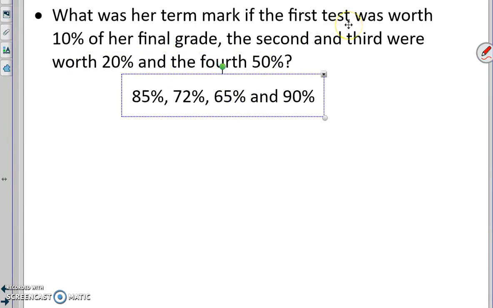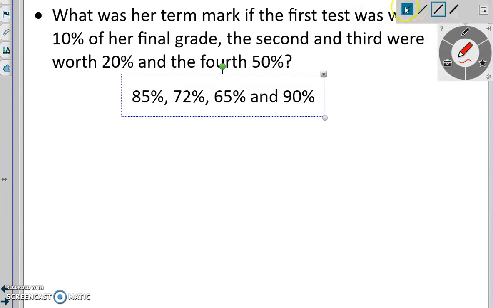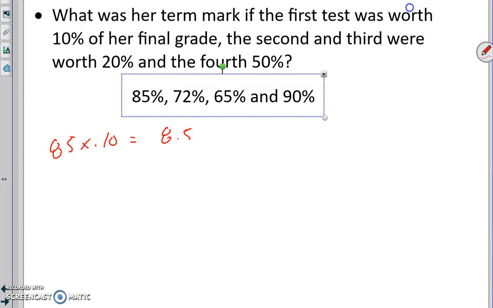Okay. So the 85 is worth 10%. So what you do is you take 85 times 0.10, 10%. And then you do 72. So she gets 8.5 marks on her final out of that 85. The second and third were 20%. So 72 times 20%.